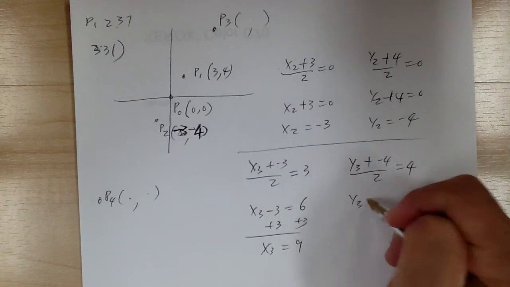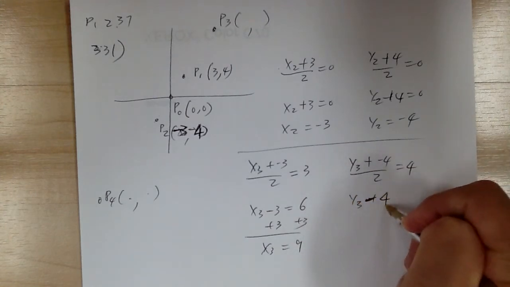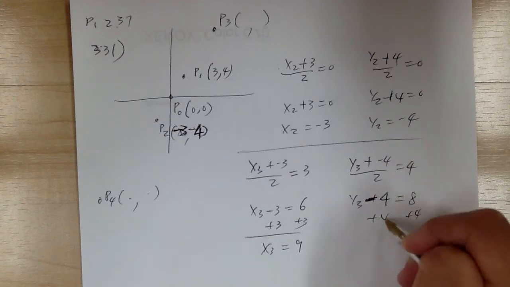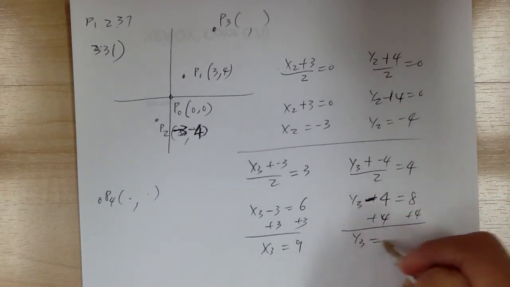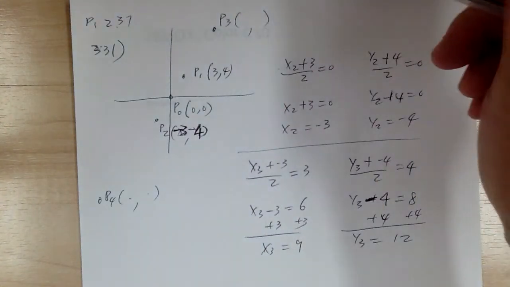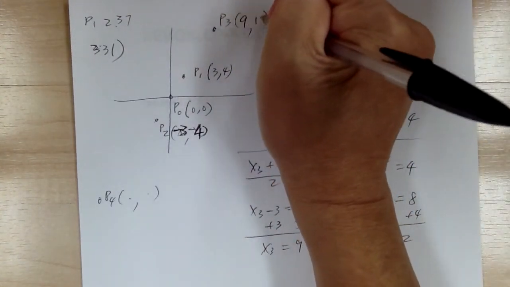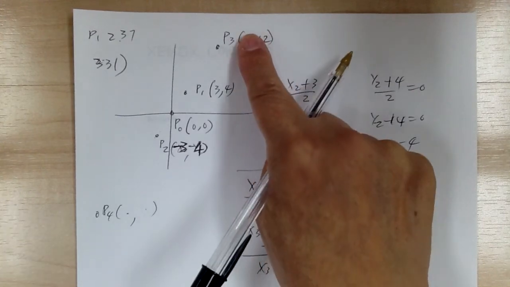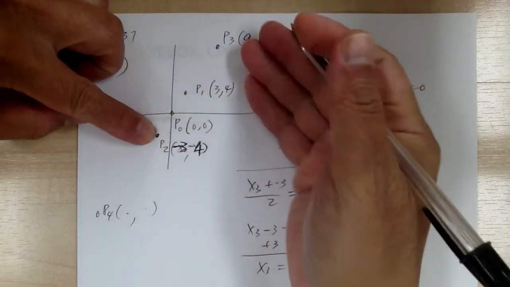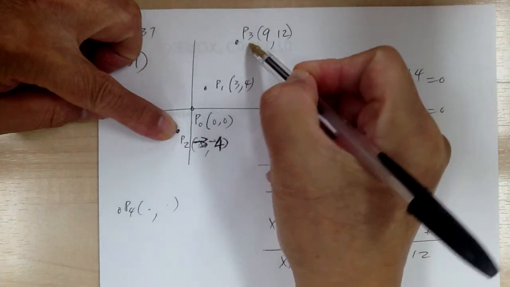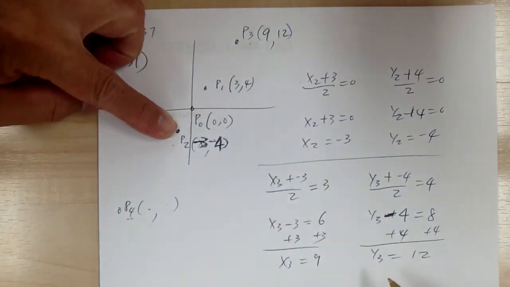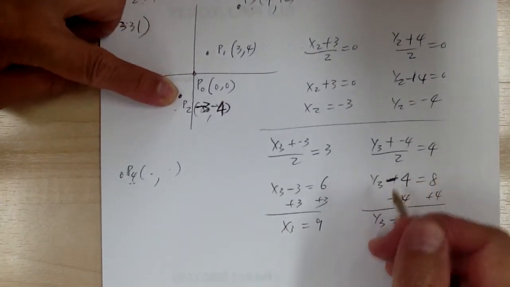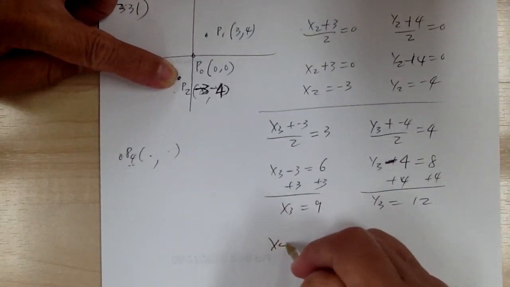Cross multiply, plus 4. So you got Y3 equal to 12. So this is going to be 9, 12. Now you're going to make this the midpoint. You're going to reflect P3 over P2 to get P4. Now you can just follow the same steps. So you're going to get X4.